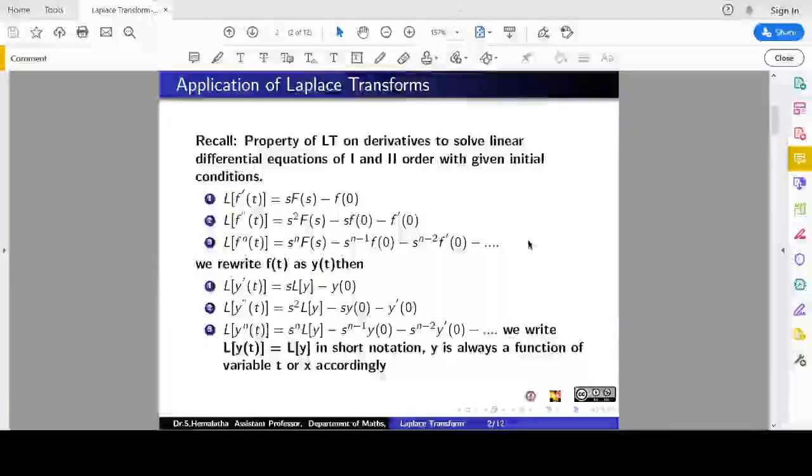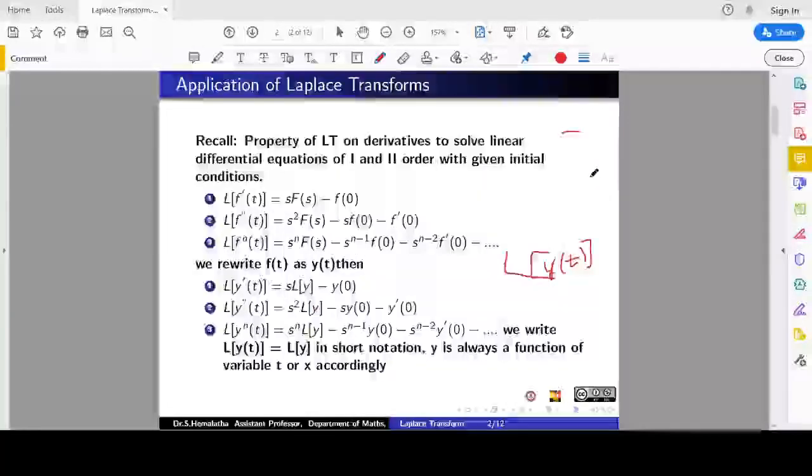I should have written Laplace of y(t), but I'll simply write Laplace of y, just for an easy way of writing. Okay.